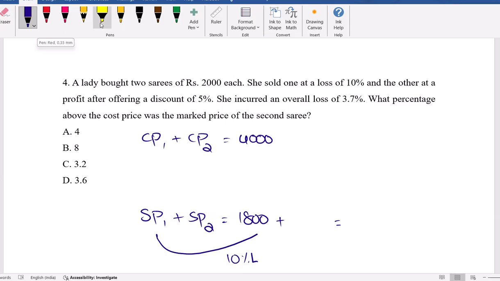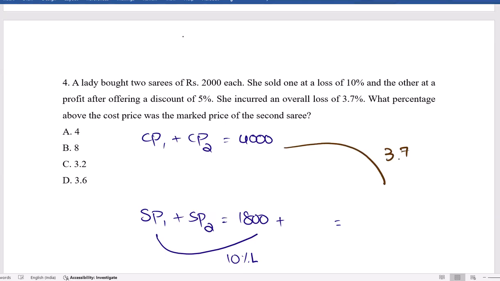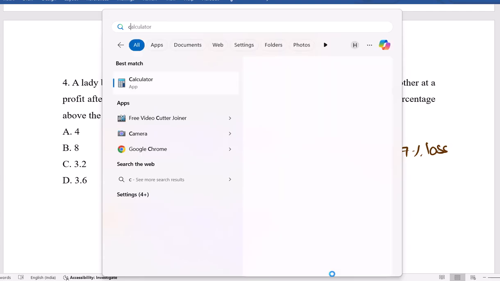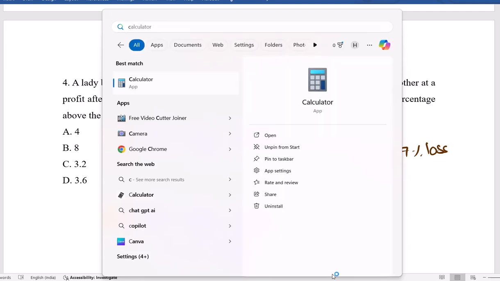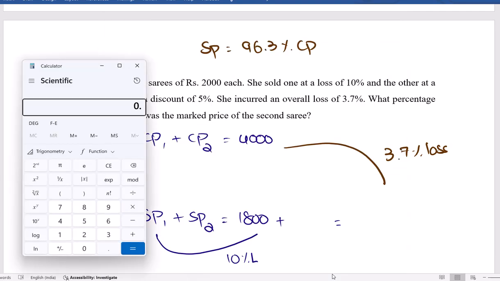For 4,000, 3.7% loss means I have to write the overall cost price. This is the overall selling price. Overall selling price must be written as 96.3% of cost price. Cost price together is 4,000. Use the virtual calculator, no issues, it's allowed. So 0.963 into 4,000, which is 3,852.